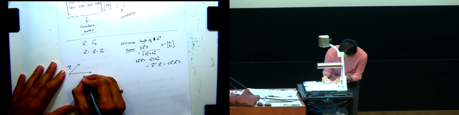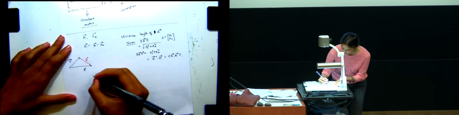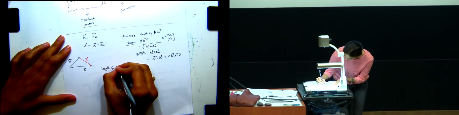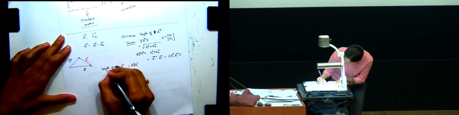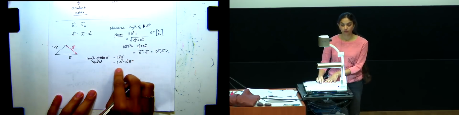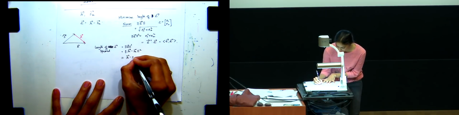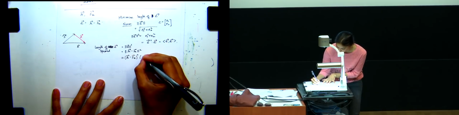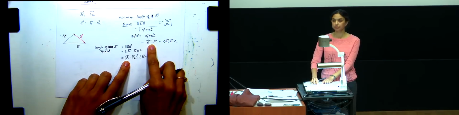Let's draw that picture again. And this was our E. So we have the length of E squared, which is going to be exactly equal to this. So now E, we know we can write it as, we defined it this way, R minus SK, right? So we can write this now as R minus SK transpose times R minus SK. I'm just substituting this into here.